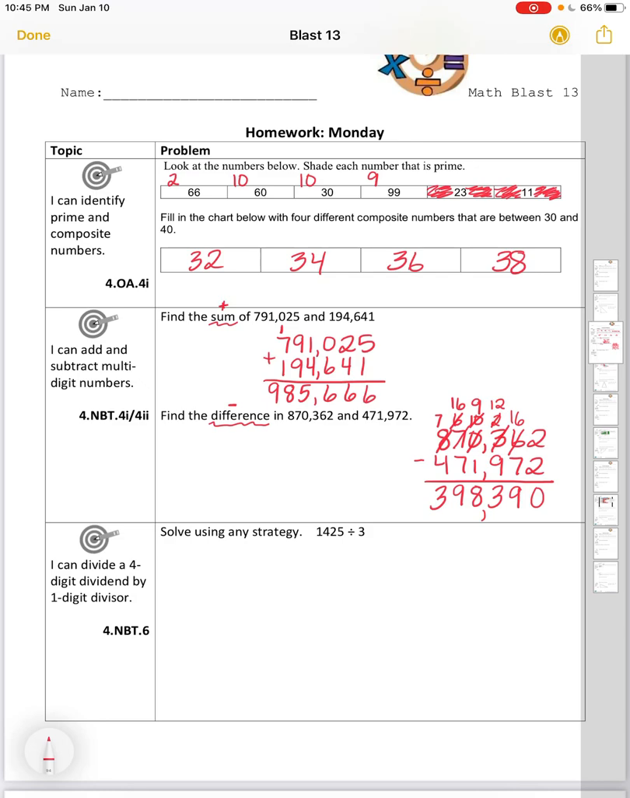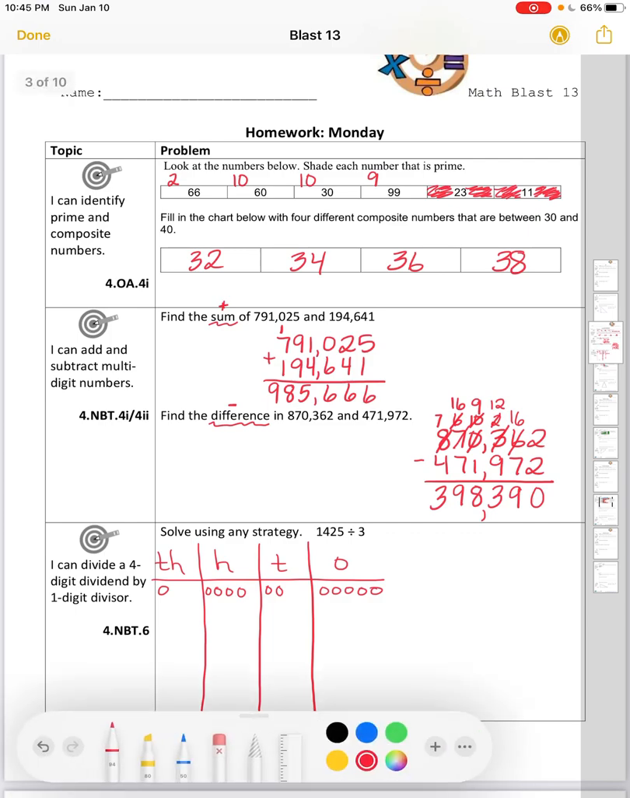1,425 divided by 3. Here, I'm going to use the place value strategy. I'm going to have ones, tens, hundreds, thousands. I'm going to model my dividend: 1,000, 4 hundreds, 2 tens, and 5 ones. Now I want to divide by 3. So I'm going to make bundles of 3.